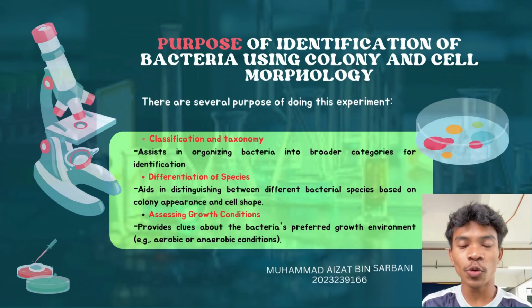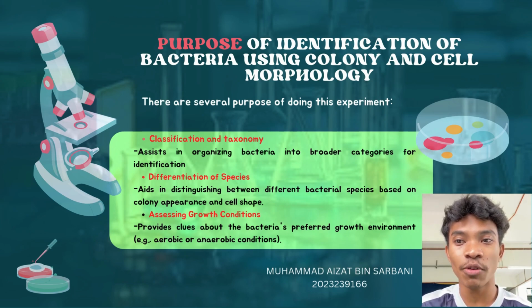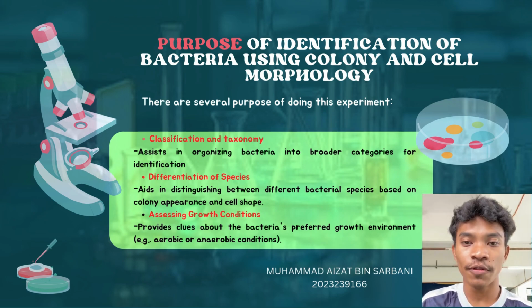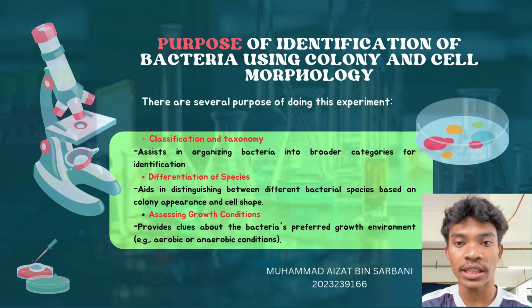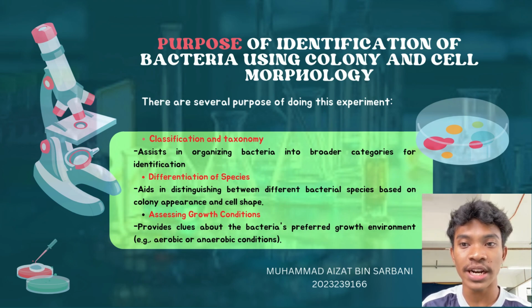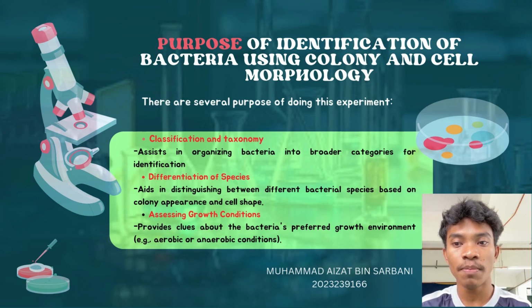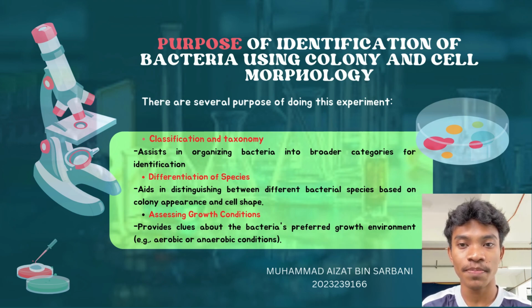Now, let's move on to the purpose of identification of bacteria using colony and cell morphology. There are several purposes of doing this experiment. The first one is classification and taxonomy. This is because it assists in organizing bacteria into broader categories for identification. Secondly, differentiation of species. It's in distinguishing between different bacterial species based on colony appearance and cell shape.